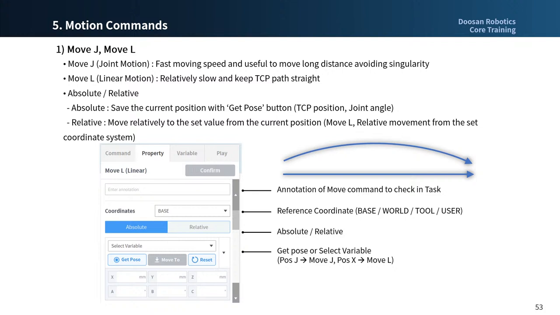In the case of Move L, linear motion or task motion, it moves straight and is relatively slow compared to Move J. Because the TCP's path is kept straight, fine movement is possible. So let's watch the movement together through practice.